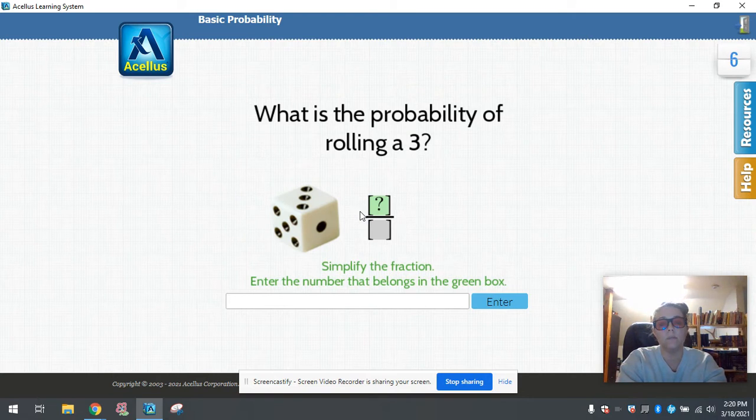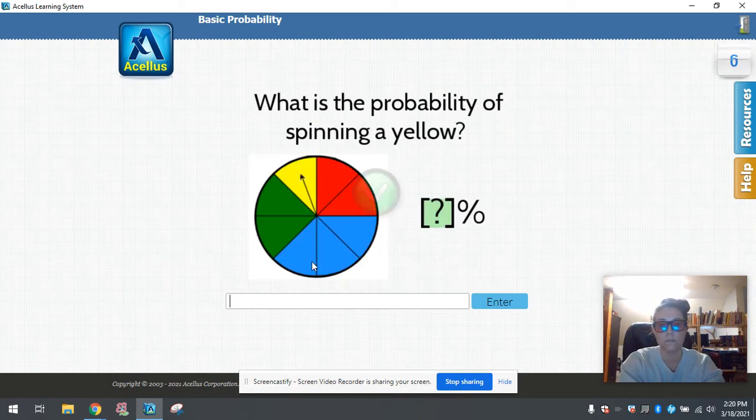What is the probability of rolling a 3? Well, the chance you'll get a 3 is 1 chance in 1 roll out of a total of 6 options on the dice, because the dice has 6 sides. So our chance is 1 out of 6.